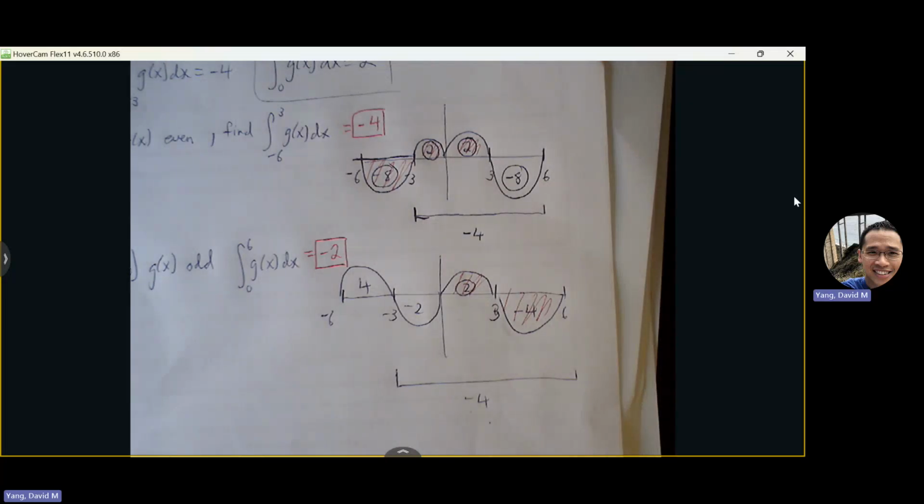Page 3 is more of the same. We can come back to that. Let's do a particle motion problem. Page 6.